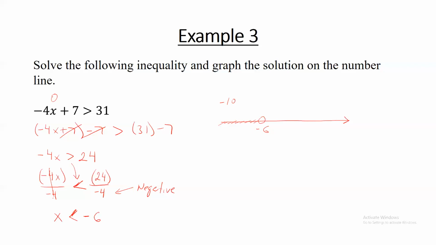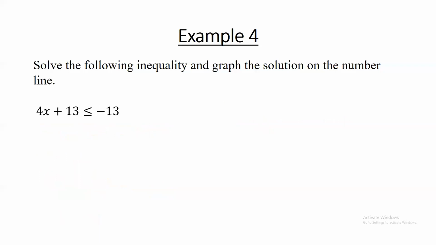Let's take a look at one more inequality. 4x plus 13 is greater than or equal to negative 13. Once again, we do what we've always done. We undo the addition of 13 by subtracting 13 from both sides. The plus 13 and minus 13 cancel, leaving us 4x is less than or equal to, minus 13 is minus 26.